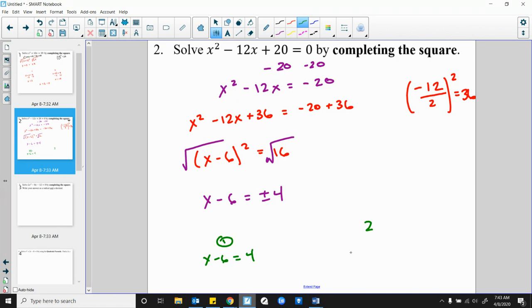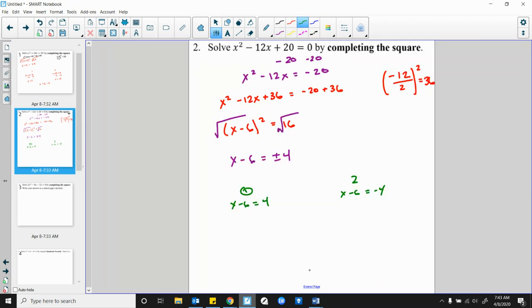And then case 2 is x minus 6 equals negative 4. And then we can solve from here. Add 6, I get x equals 10. And add 6, I get x equals 2. My two answers are x equals 10 or 2. Okay? All right, moving on.